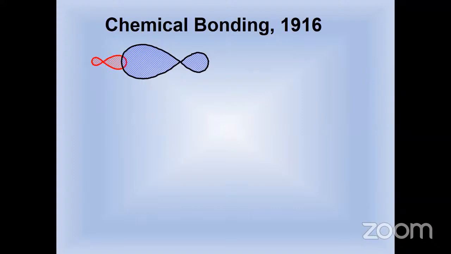So Lewis, in fact, came up with a very comprehensive understanding of the chemical bond, particularly the covalent bond, in a paper in 1916. So therefore, many people regard that that particular paper forms the basis of our understanding of chemical bonds.